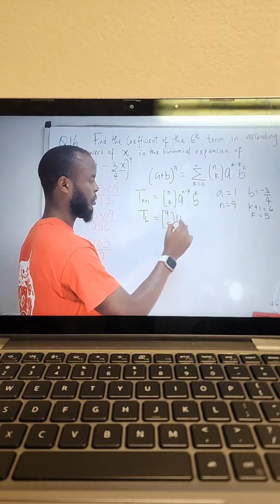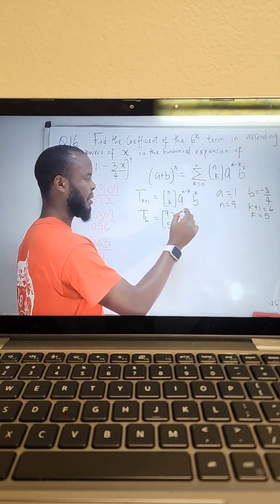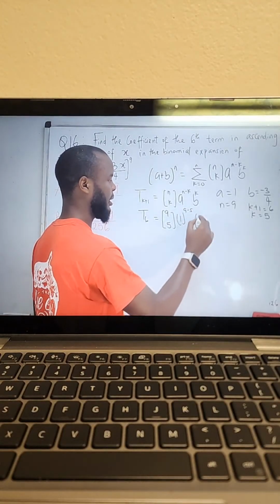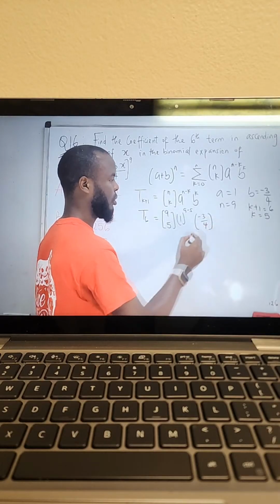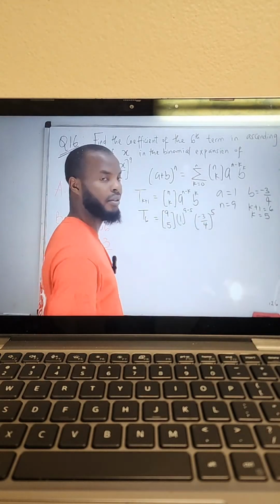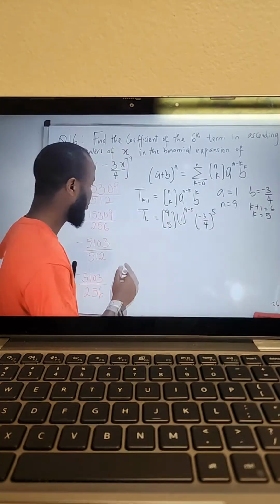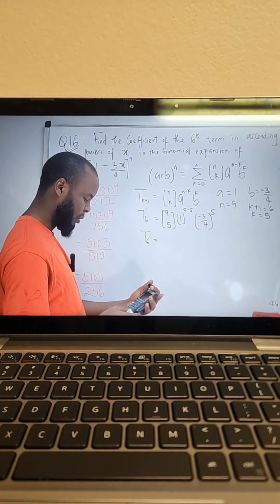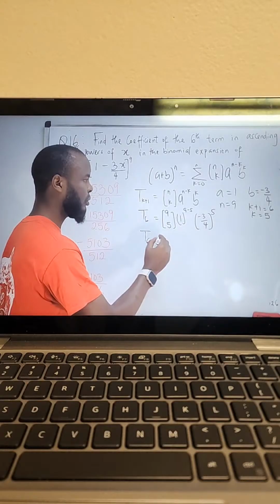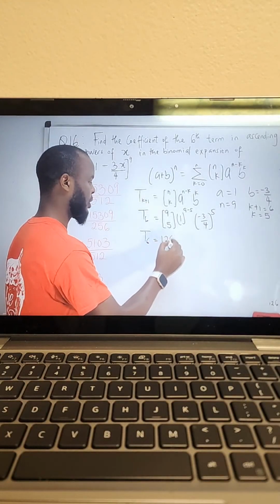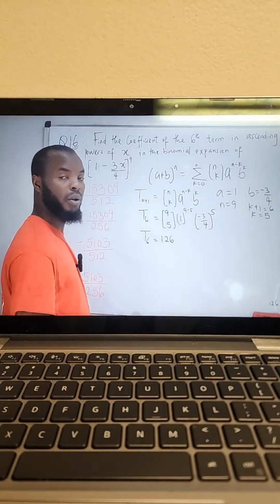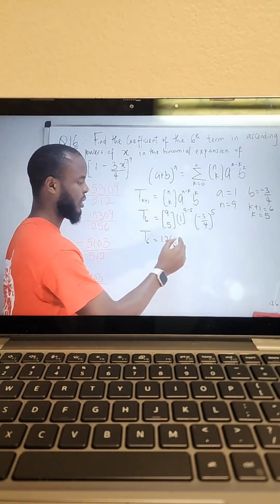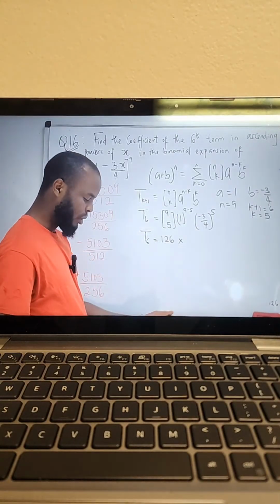A is 1. So n minus k is 9 minus 5. B is negative 3 over 4, to the power of k, which is 5. Let's simplify further. Here we have the sixth term equal to 9 combination 5. If you do that, we have 9 combination 5 to be 126. 1 to the power of 9 minus 5 is still going to be 1, so this is gone. Times negative 3 to the power of 5.